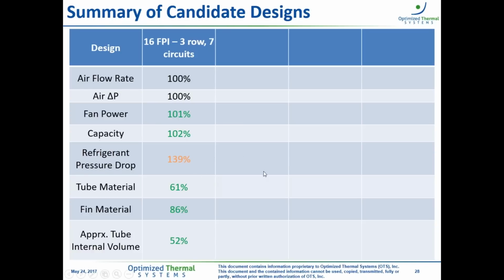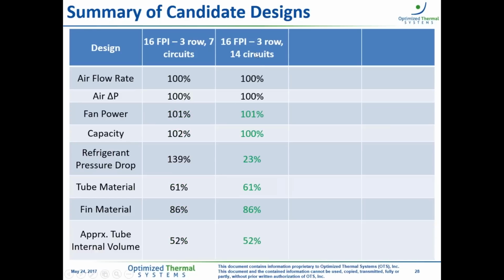But what's impressive about this design already is that with very little effort, we've come up with a configuration that is reducing our tube material by about 40%, reducing our fin material, and the internal volume inside of the tubes is cut in half just about, which is going to determine our refrigerant charge in the heat exchanger. So we can expect a big reduction there in the amount of refrigerant as well.